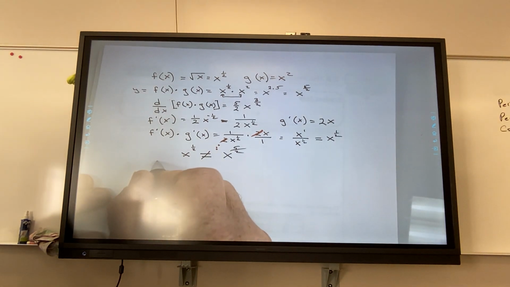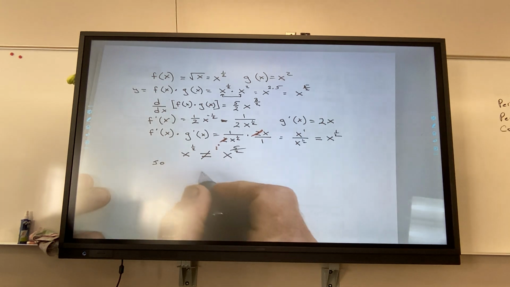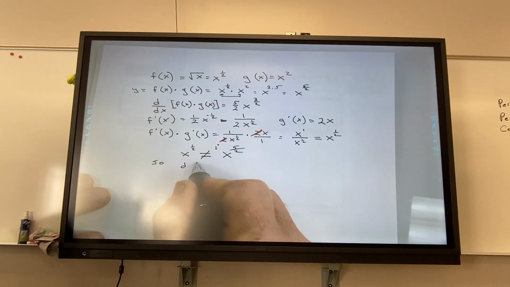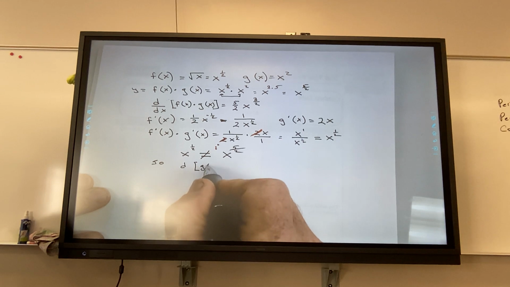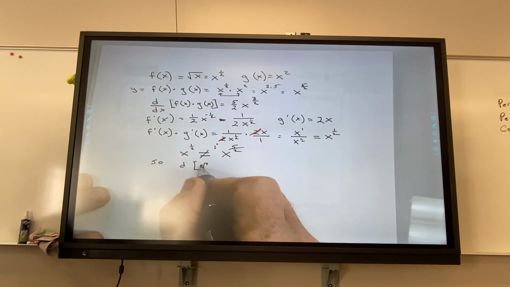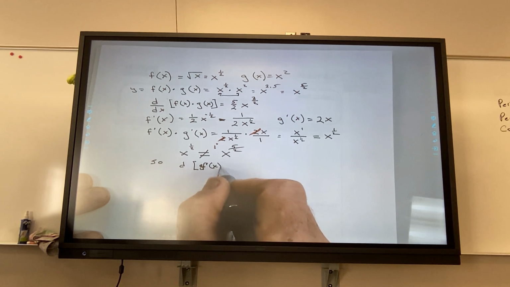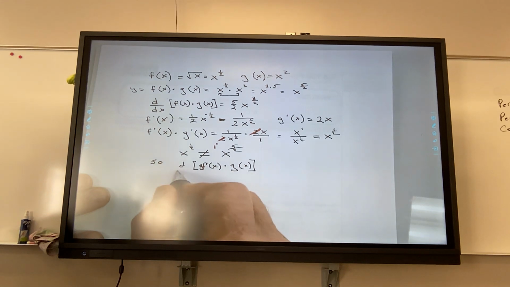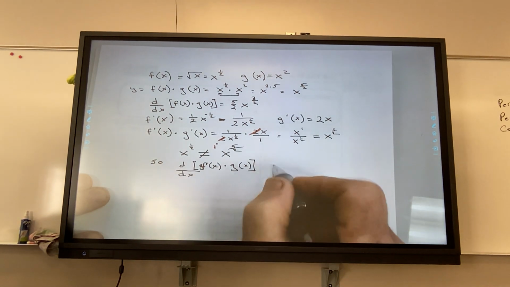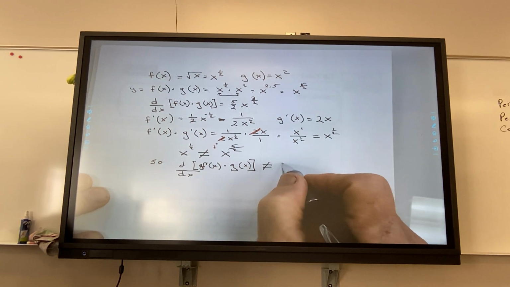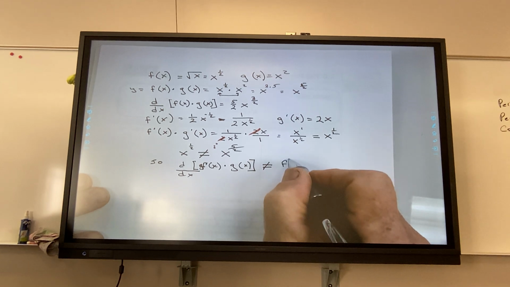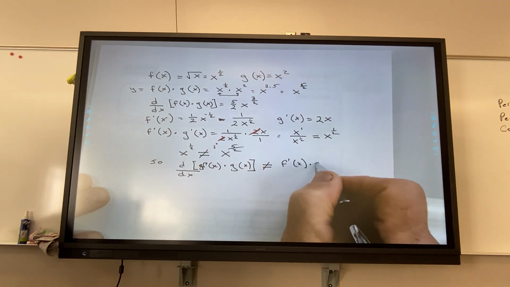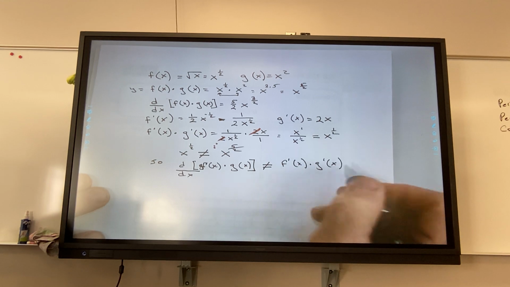So, the derivative of f of x times g of x is not equal to the derivative of f times the derivative of g. You can't do that.